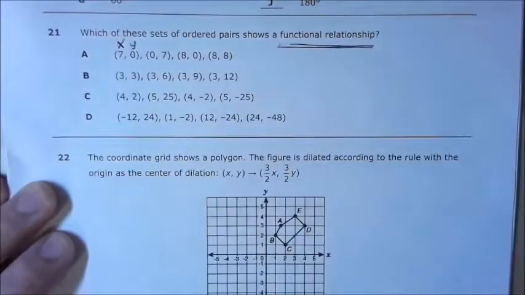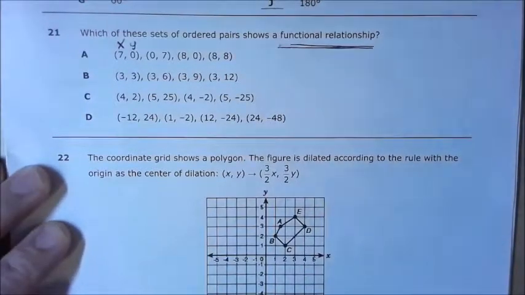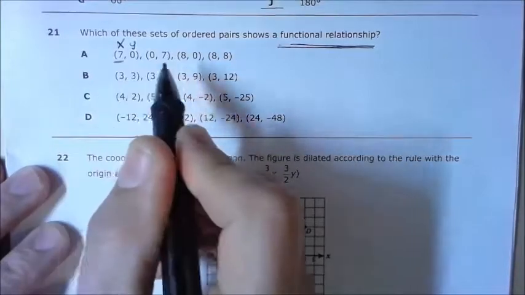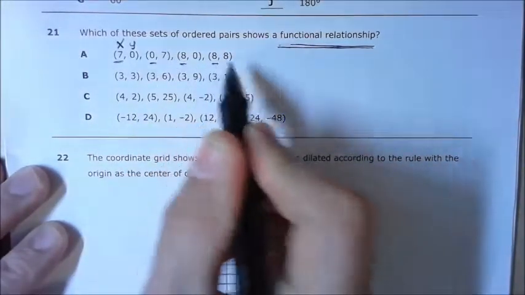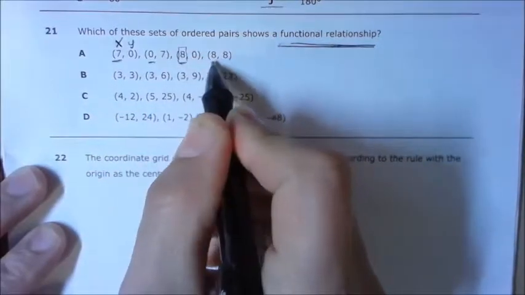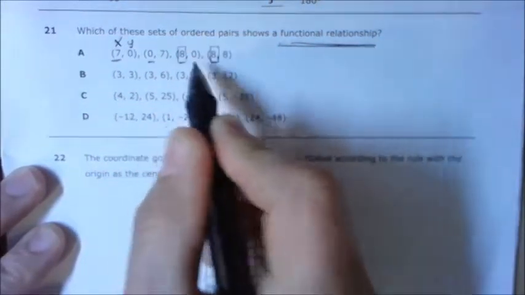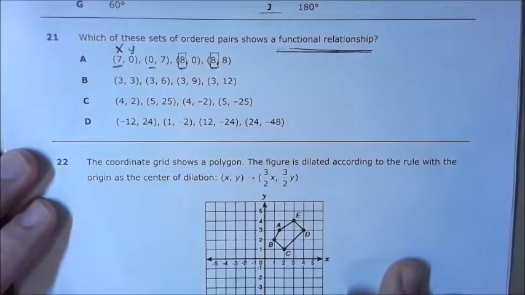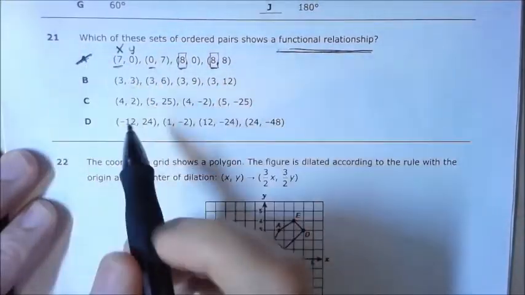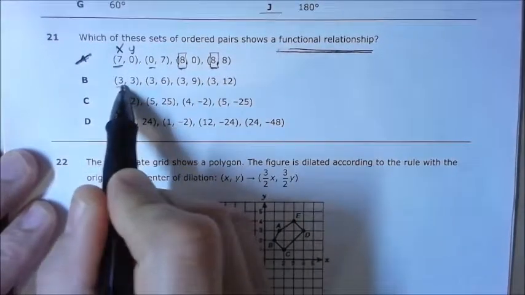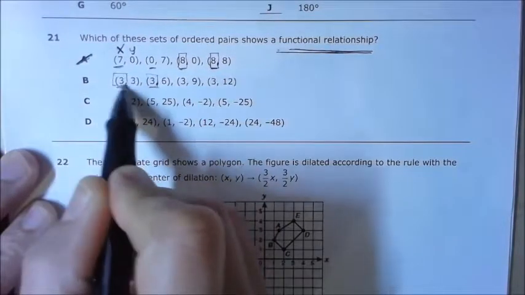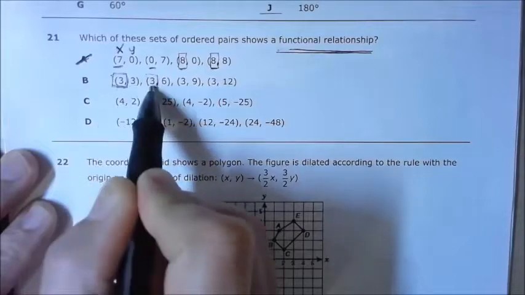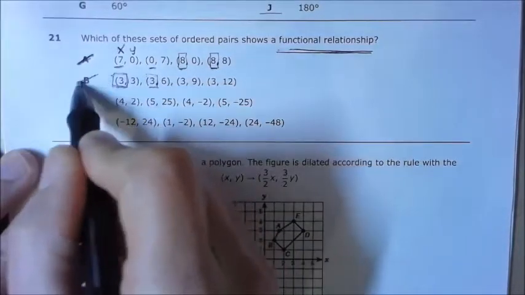So the easiest way to do this is to just underline all the x values and make sure none of them repeat. For example, there's 7, 0, 8, and 8. Notice we have 8 repeat for x twice. So that tells us that A is not a function. On the next one, we have 3 and 3. And as soon as we see more than one x value repeat, like for instance these 3's repeated, then we know that that one is not a function.